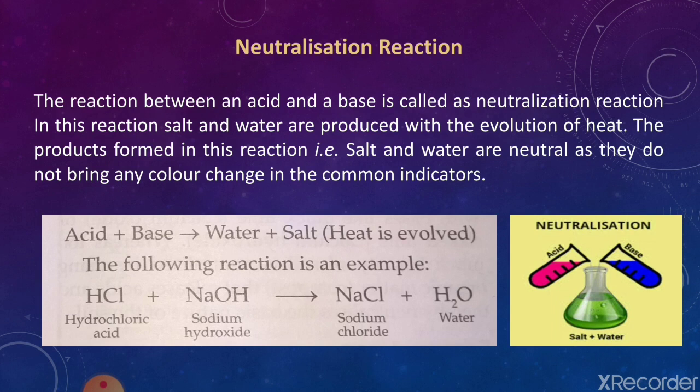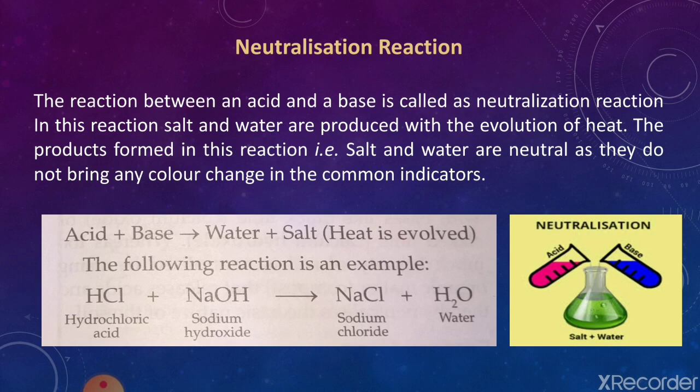Now the salt and water will not bring any color change in any indicator, so they are neutral. That is why in this reaction the acid and base are reacting together and forming neutral substances. That's why this reaction is called a neutralization reaction, meaning the properties of acid and the properties of base both get neutralized and they form neutral substances. That's why this reaction is called neutralization reaction.